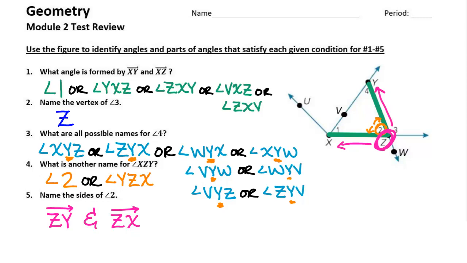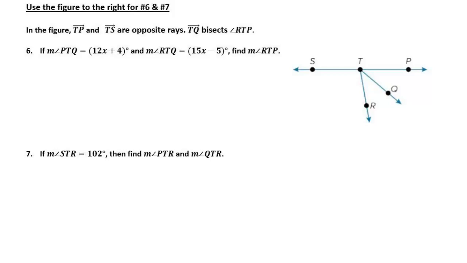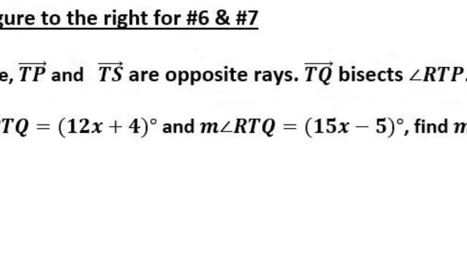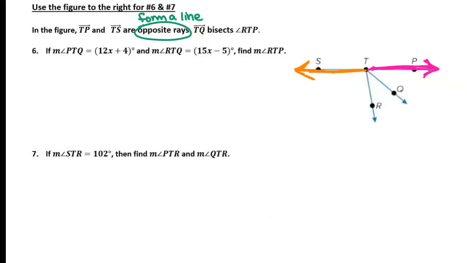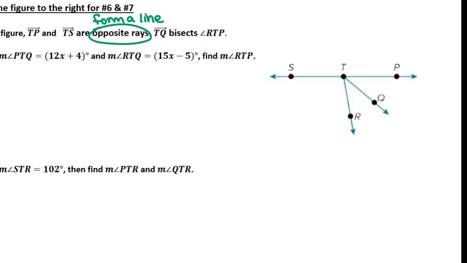What else would you guys like to see from the review? Yes. Numbers 6 and 8? Yes. So number 6 first. It says in the figure, ray TP and ray TS are opposite rays. That means they form a line. So what they're telling me there is that this is a straight line here across the top.